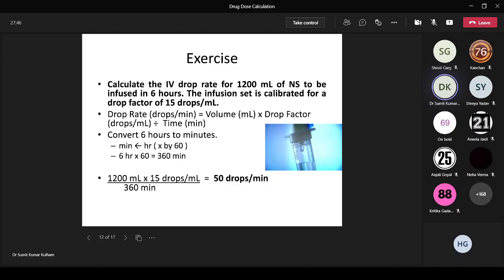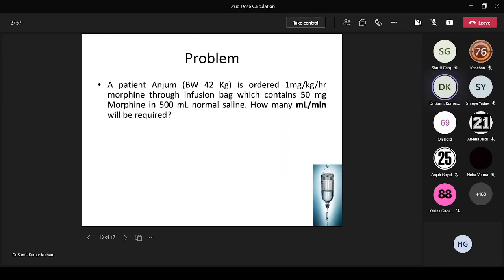Any doubts in this? Because the next question you people will be solving. Okay. So this problem, again you have to calculate the flow rate.